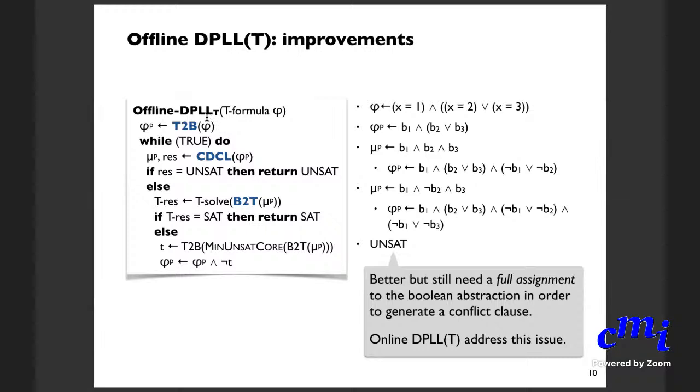And we'll see that the theory solver is somewhat integrated into the BCP process itself, the Boolean constraint propagation box. And we remove these two disadvantages through that tighter integration.